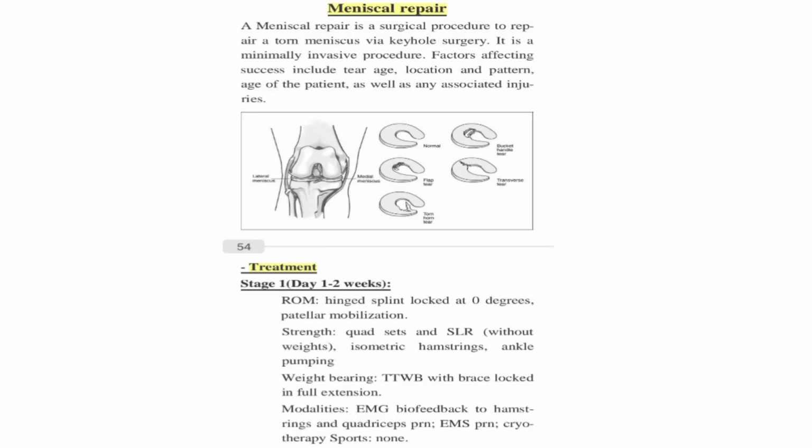In this playlist of most common cases in physical therapy, the pathology we will discuss is the meniscus repair. In the knee, there are two menisci, the medial meniscus and the lateral meniscus. The medial meniscus is the most commonly injured meniscus. Meniscus repair is a surgical procedure to repair a torn meniscus via keyhole surgery. It is a surgical procedure.